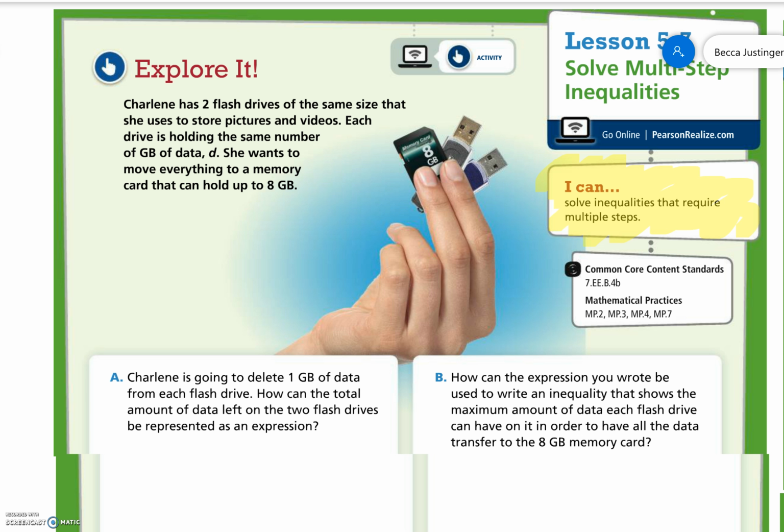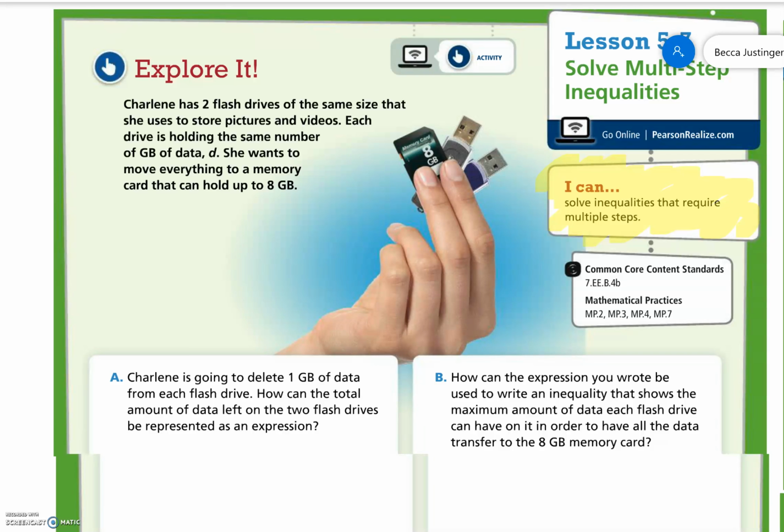Charlene has 2 flash drives of the same size that she uses to store pictures and videos. Each drive is holding the same number of gigabytes of data, D. She wants to move everything to a memory card that can hold up to 8 gigabytes. Charlene is going to delete 1 gigabyte of data from each flash drive. How can the total amount of data left on the 2 flash drives be represented as an expression?